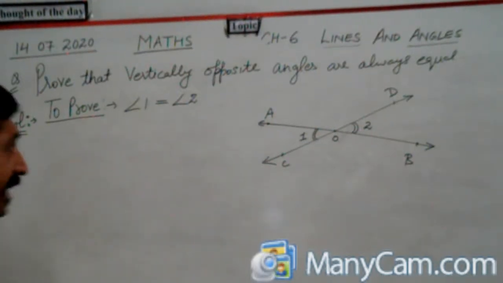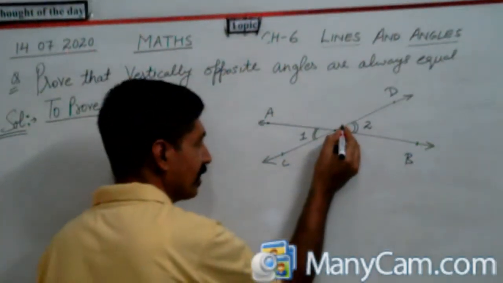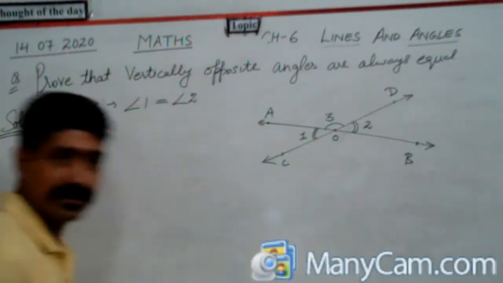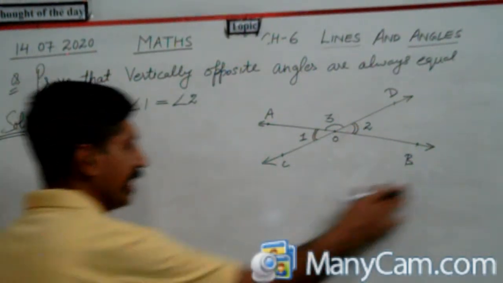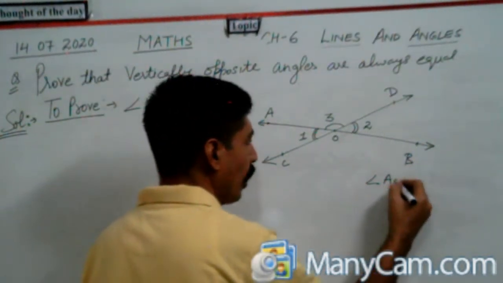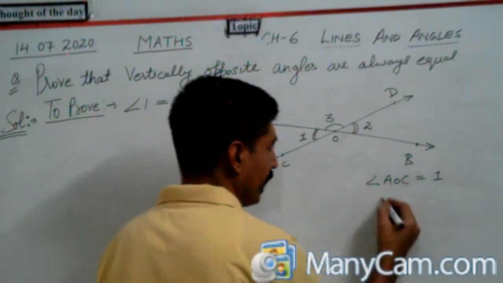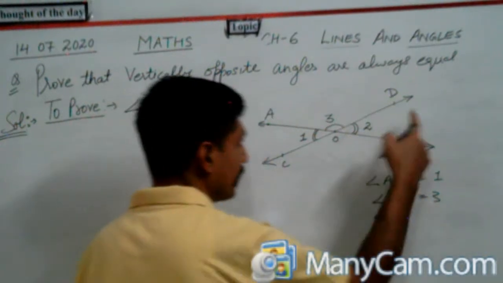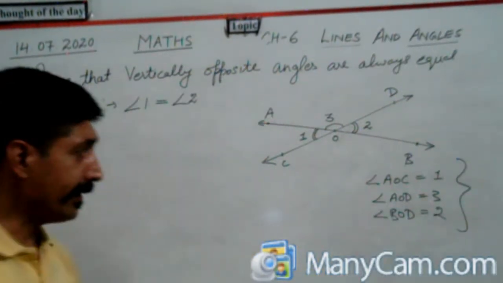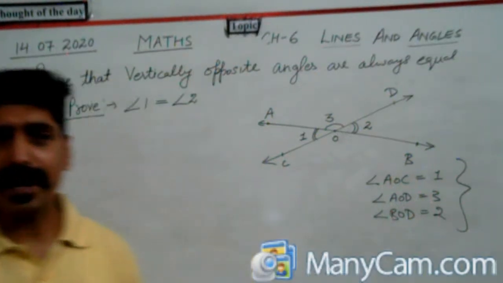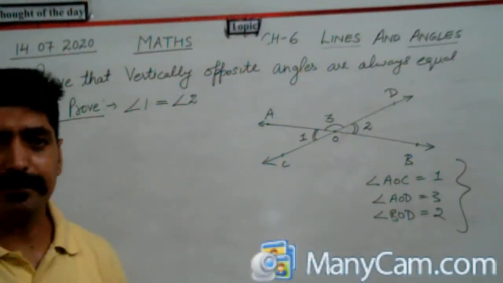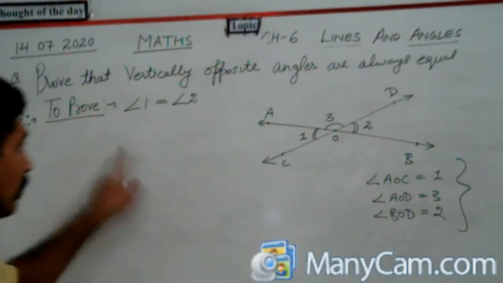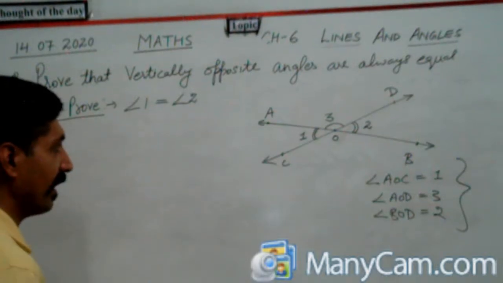Now, let this angle AOD be angle 3. So I am writing here angle AOC is equal to angle 1, angle AOD is angle 3, and angle BOD is angle 2. These three angles are sufficient to prove, and we will apply here the concept of linear pair of angles.